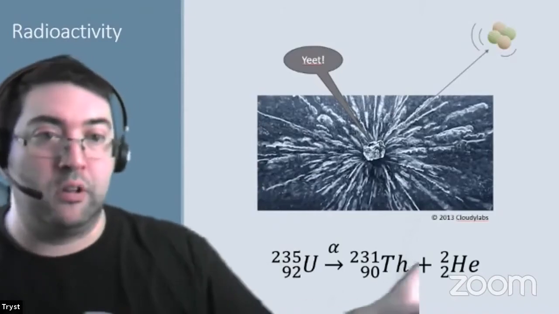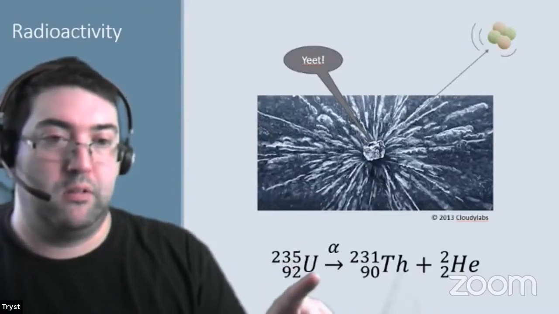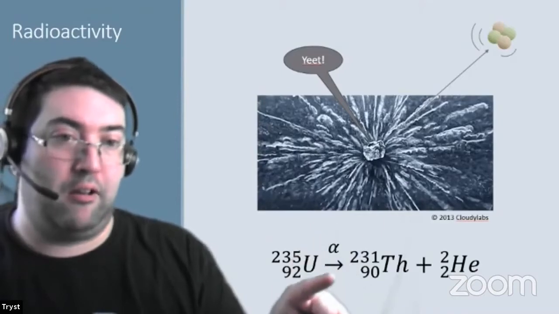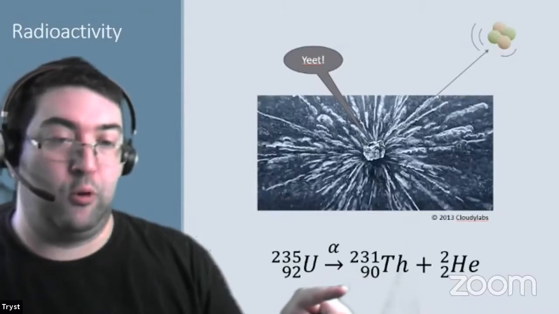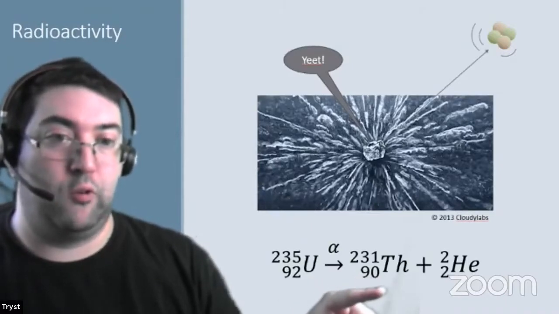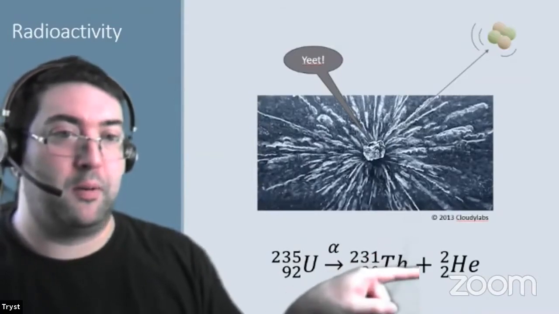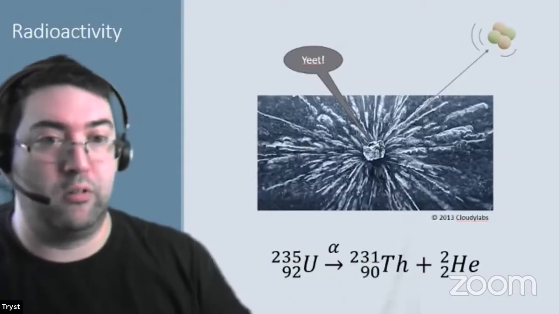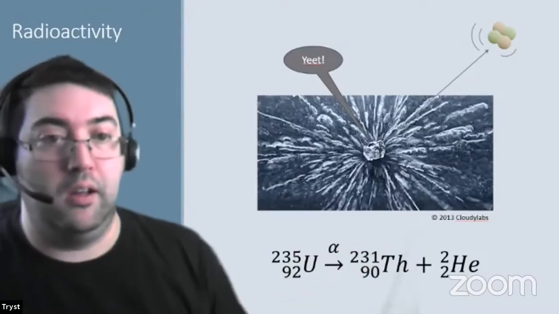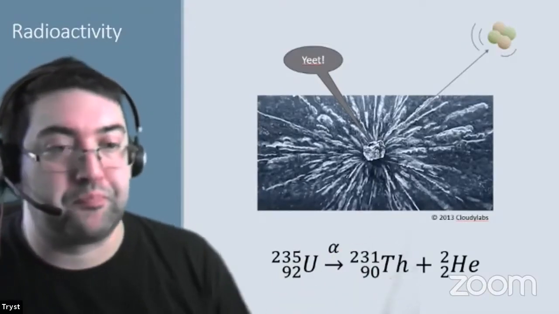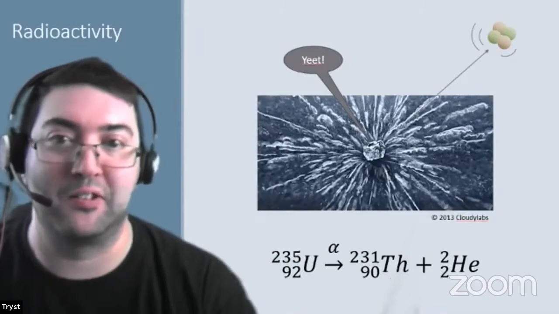We write this down in the form of an equation where we start with an element. We show the process of alpha decay, which then gives us a new element. In this instance, it's thorium 231. Thorium has an atomic number of 90, plus this helium ion. And you'll see this with beta and gamma and so forth as the mode of radioactive decay. These are all supposed to be animated, but I couldn't get OBS and animated stuff to work.